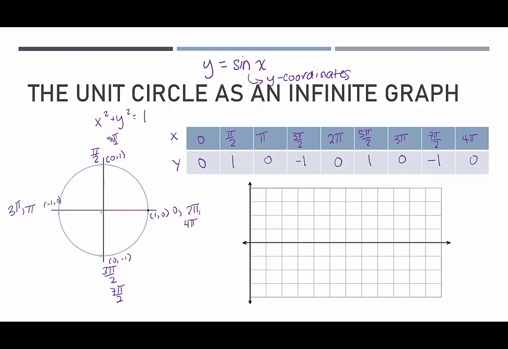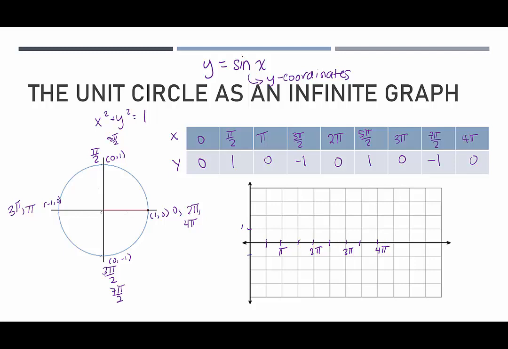So I see I want my x-axis to be units of pi over 2. I'm going to skip every other one because it's going to get really squashed if I write them all in, but they're all in the table. So this is pi over 2. Here we have pi, 3 pi over 2, 2 pi, 5 pi over 2, 3 pi, 7 pi over 2, 4 pi, and let's graph the y's.